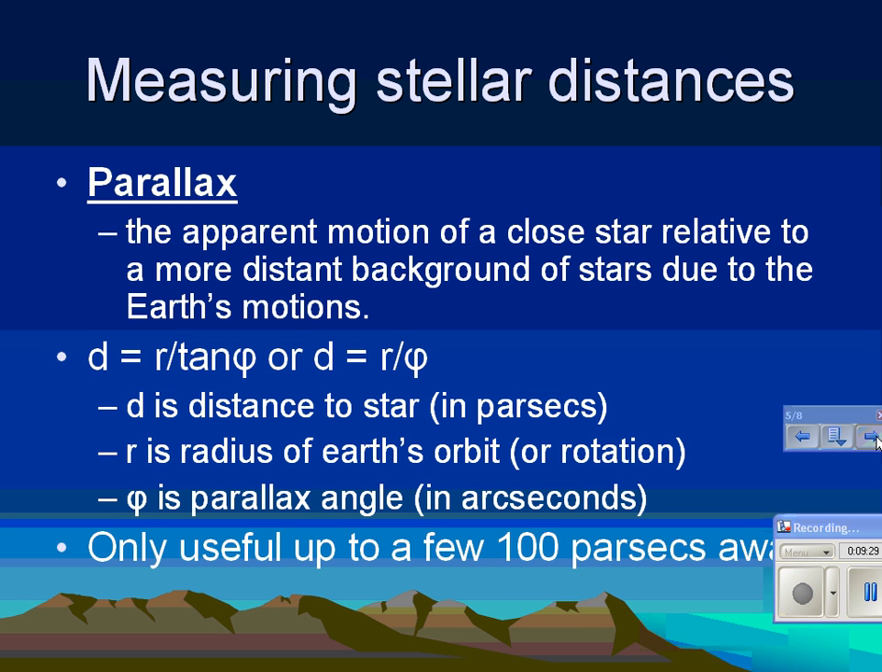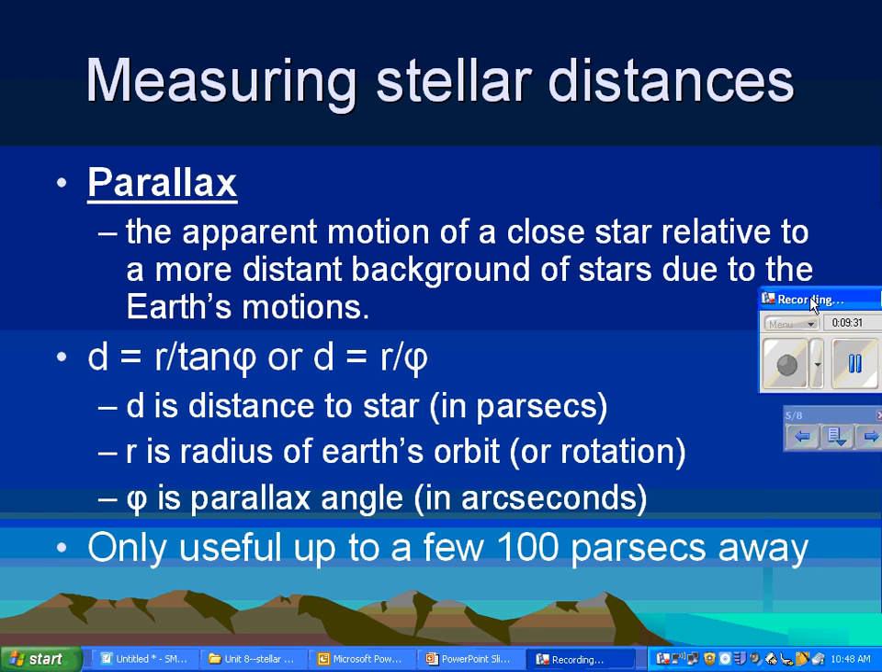By the way, you guys, this technique is really only useful up to about 100, I think actually now maybe up to 150 parsecs away. Why would that be? Exactly. We can't measure angular parallaxes for things more distant than that. So this is a great technique for nearby stars.